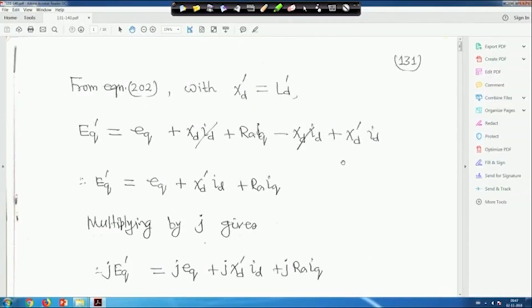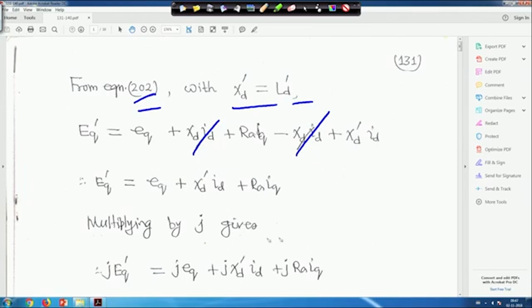So, similarly, for equation 202, with x_d dash equal to L_d dash, because I told you in per unit reactance and inductance are the same, right. Therefore, you can write, E_q dash will be E_q plus x_d I_d plus R_a I_q minus x_d I_d plus x_d dash I_d. So, this x_d I_d and x_d I_d will be cancelled. That means, E_q dash will be E_q plus x_d dash I_d plus R_a I_q.